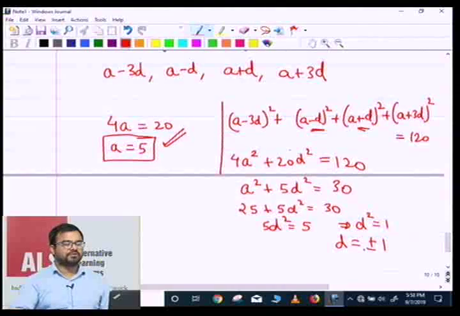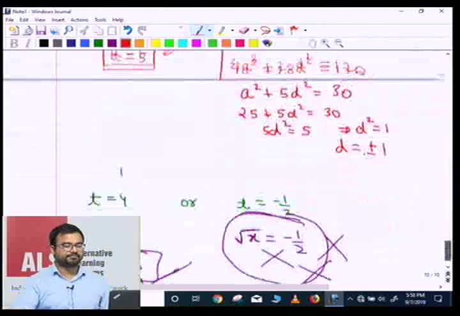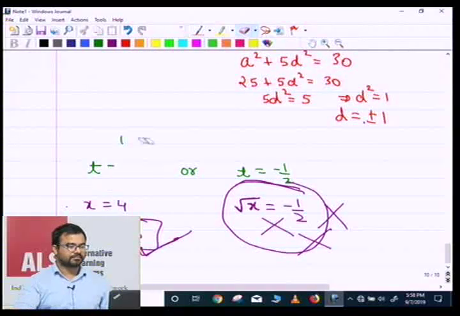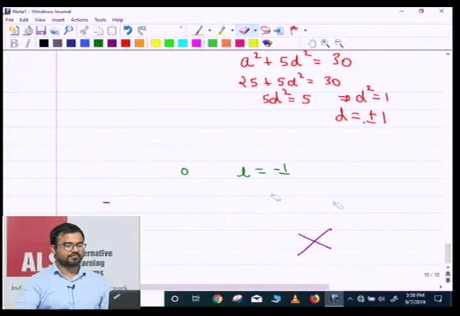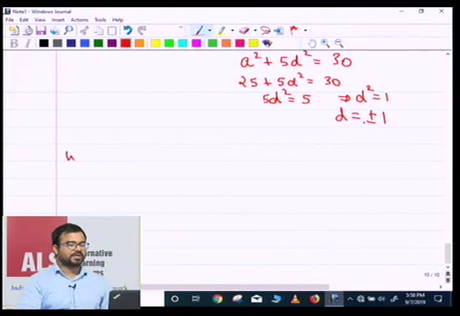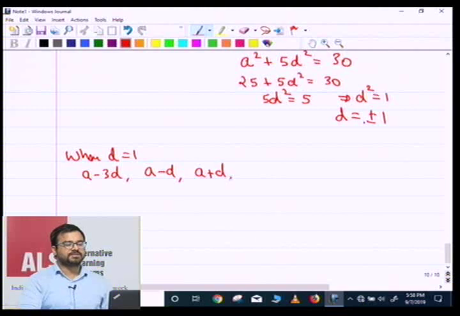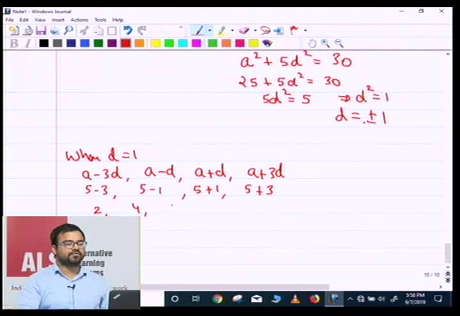So now the values of the terms will be, case 1, when d is equal to 1, our terms are a minus 3d, a minus d, a plus d and a plus 3d. a is 5, so 5 minus 3, 5 minus 1, 5 plus 1 and 5 plus 3. So it will be 2, 4, 6, 8. This is the first AP.